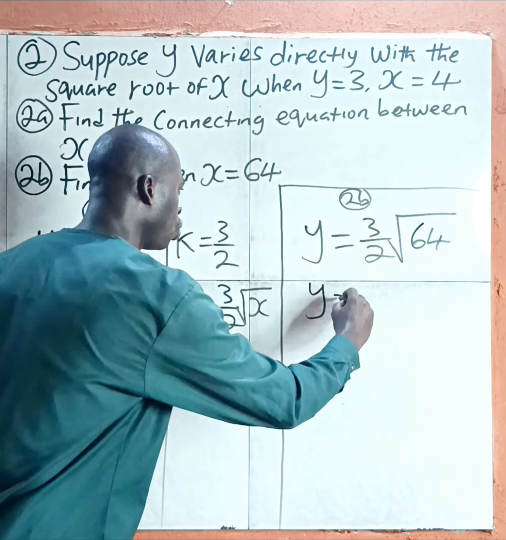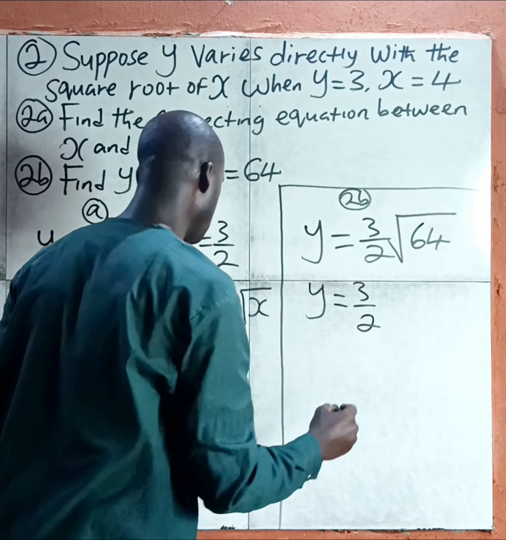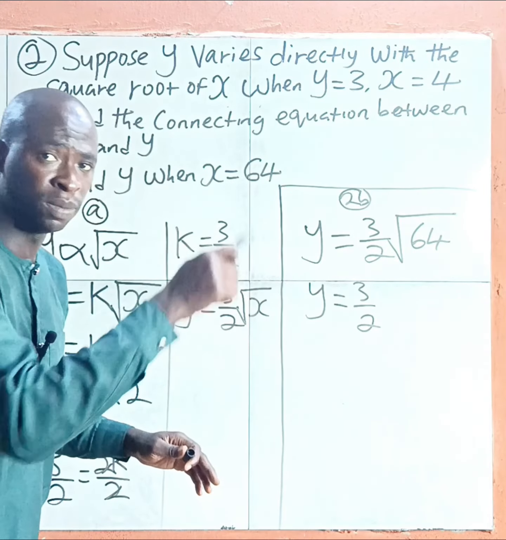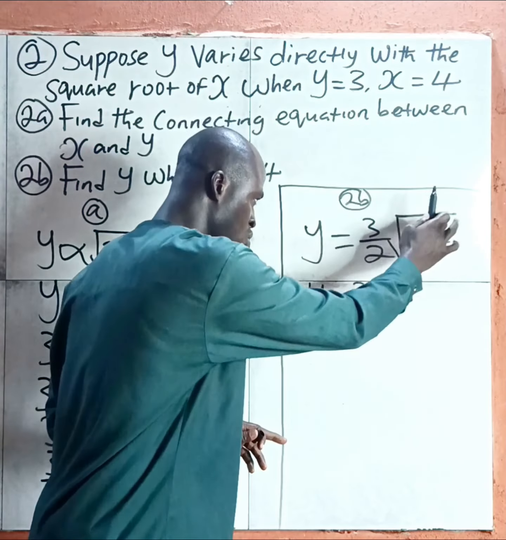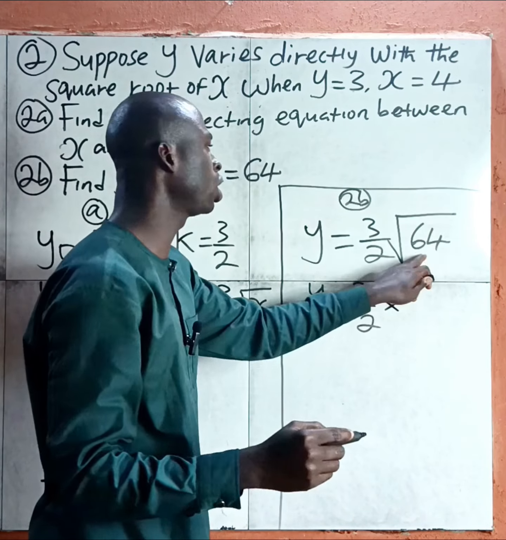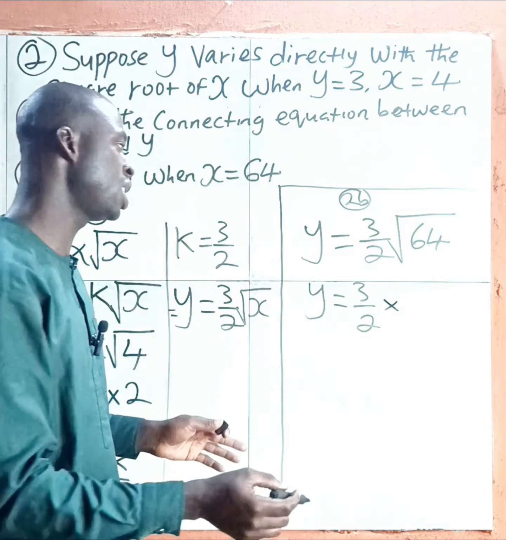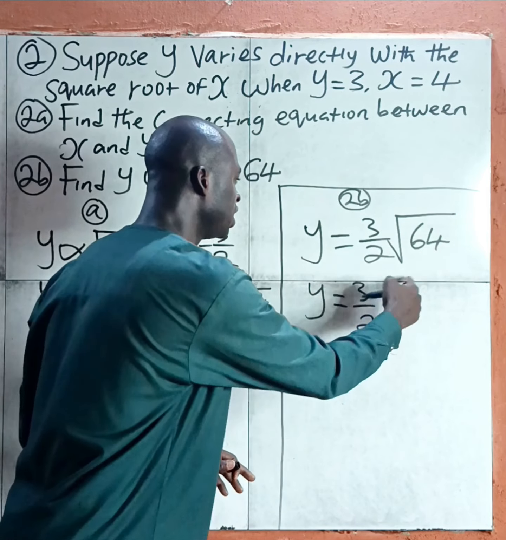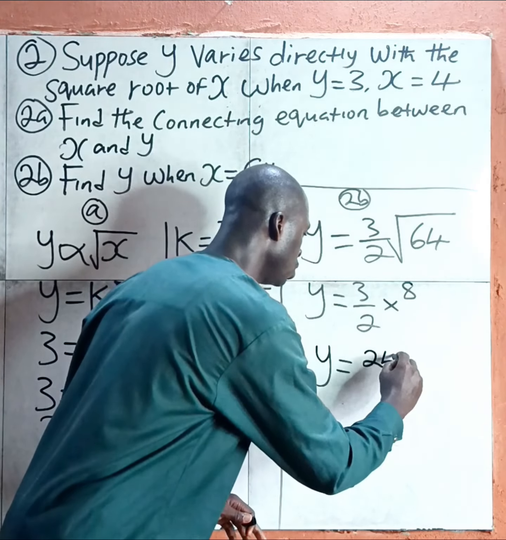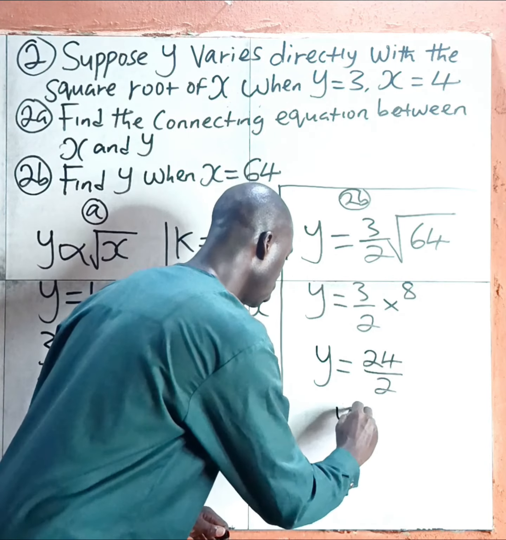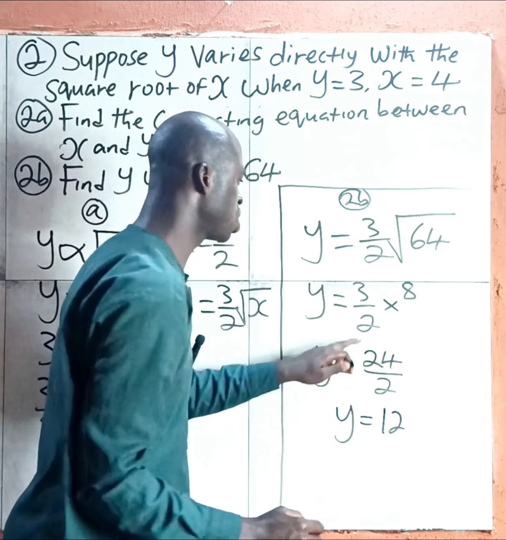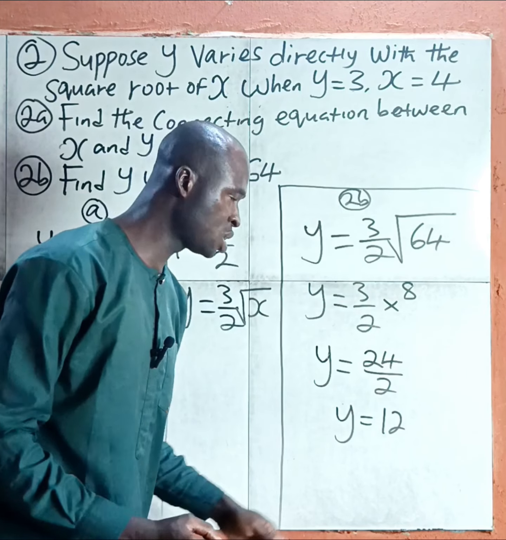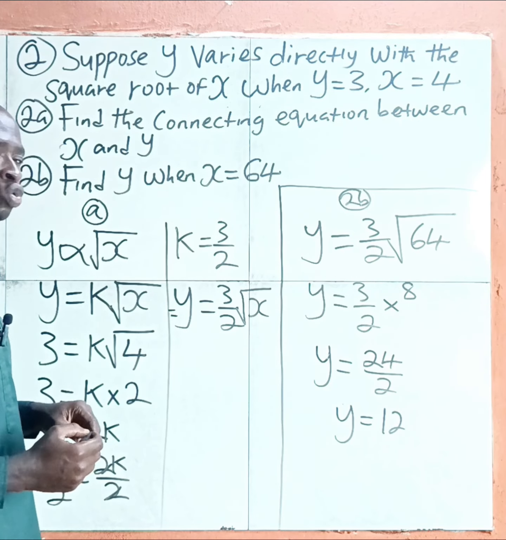Here becomes y equal to 3 over 2. Like I said earlier, whenever you are having two terms close to each other in mathematics, it means there's a multiplication sign between. So here is 3 over 2 times the square root of 64. Now what is the square root of 64? The square root of 64 is 8, since 8 multiplied by 8 gives 64. At the end of the day, I'm simply going to have y equal to 3 times 8, which gives me 24. 24 divided by 2 will give me 12. And you can also say 2 here 1, 2 here 4. Can you see, then 3 times 4 will give you 12. So this is the solution to question number 2b.